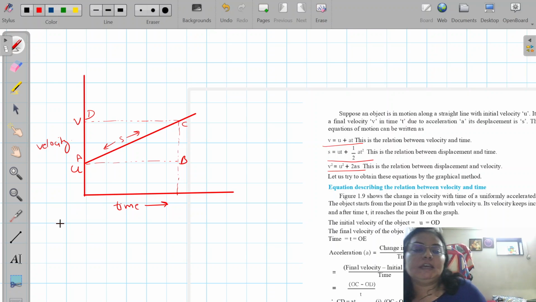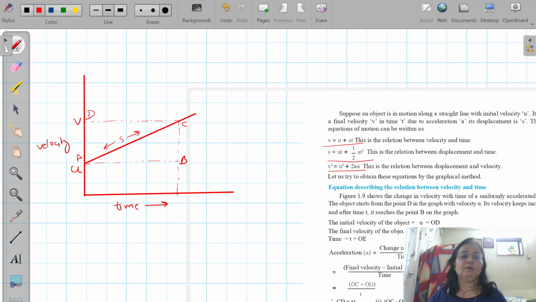Because velocity is changing, we can say that the object is moving with uniform acceleration because it's a straight line. Velocity time graph is a straight line. Now we know that acceleration is how much? Change in velocity with respect to change in time. What is velocity here? OD minus OA, upon time t.